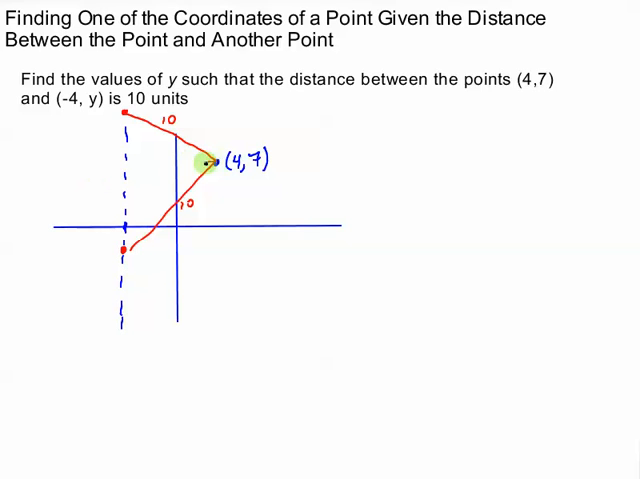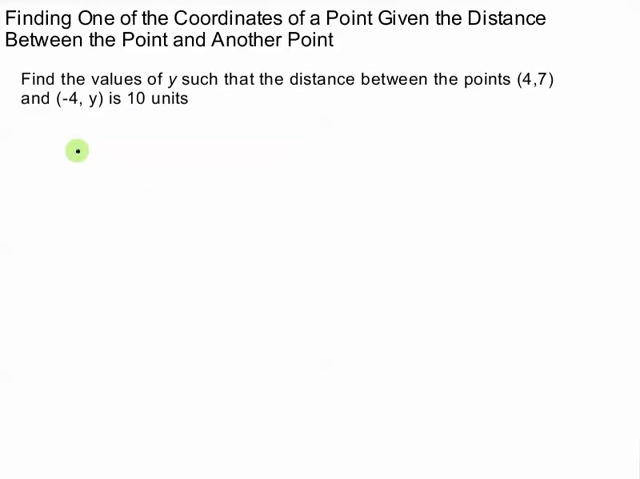If you measure 10 horizontally, you're going to go too far because this distance here is 4 and this distance here is 4. That's only 8, so you're going to go too far. So you need to go up above that and down below that. So we just use the distance formula.